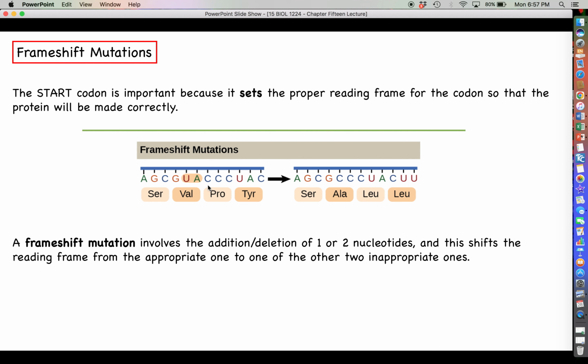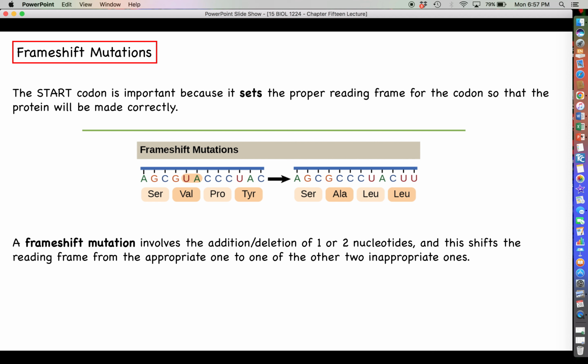And we are going to entirely synthesize our protein in a completely different way, and that can cause some really, really, really big problems. So anytime you have a mutation that involves the addition or deletion of nucleotides, you really want that deletion or addition to be in a multiple of 3, because if it's a multiple of 3 rather than a multiple of 1 or 2, then you do not end up shifting the reading frame. You might add an amino acid or lose an amino acid, but at least you don't shift the reading frame.